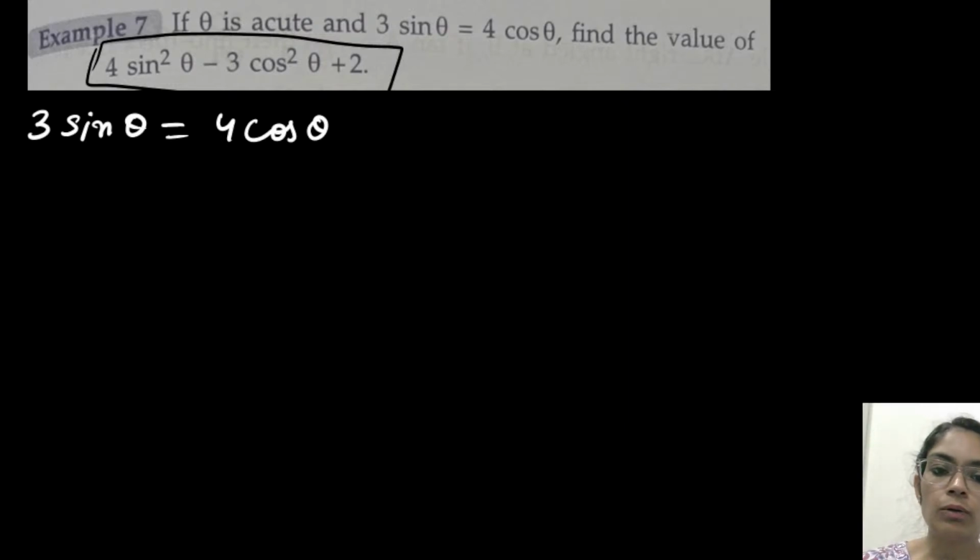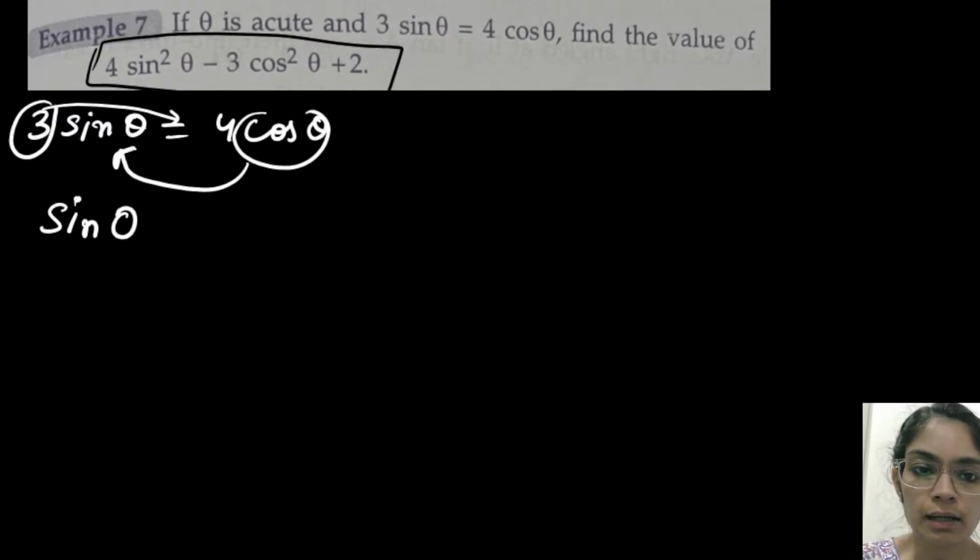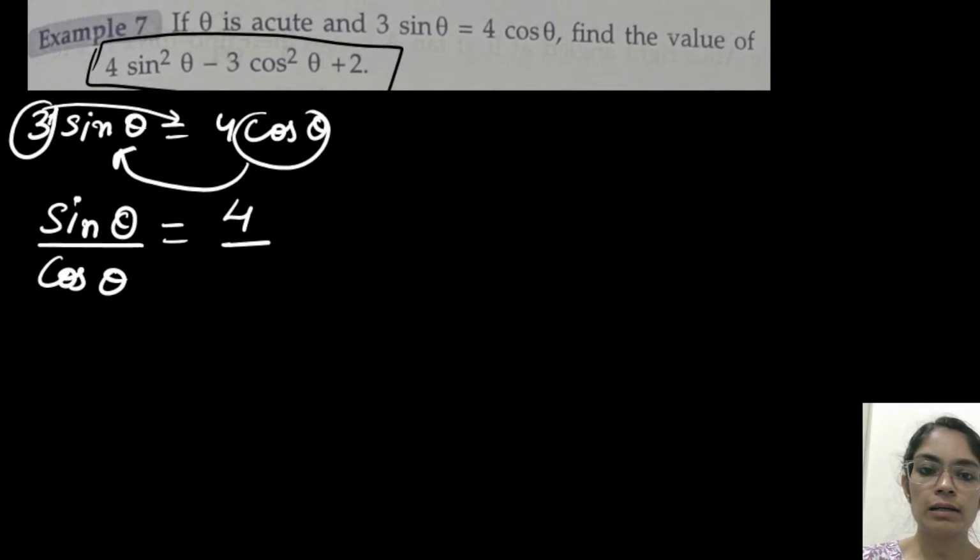So what should we do now? Let's shift numbers to one side and trigonometric ratios to one side. From this side I am shifting 3 to the other side, and from the other side I am shifting cos to this side. So what will I get? Sine theta by cos theta. Sine theta was already there, and I shifted cos theta to this side, so cos theta gets divided. On this side I have 4 already. 3 was getting multiplied by sine theta, so when I shift it to the other side, it gets divided. So the value of sine theta by cos theta is equal to 4 by 3.